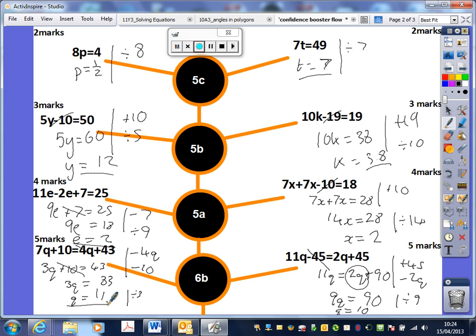Okay. Add them up. If they've not got all the work in, deduct them a mark for that question. Okay. It's out of, I don't know, whatever.